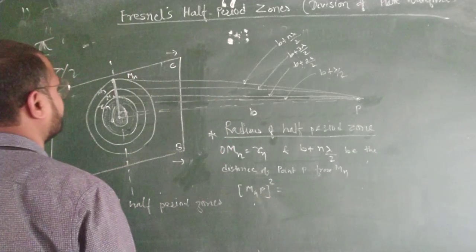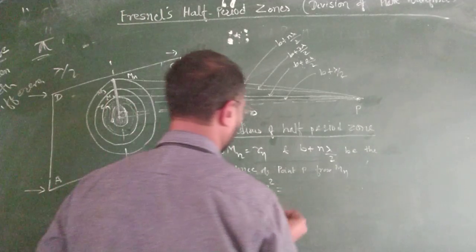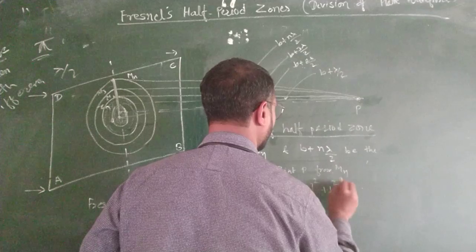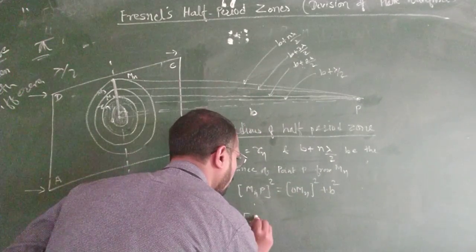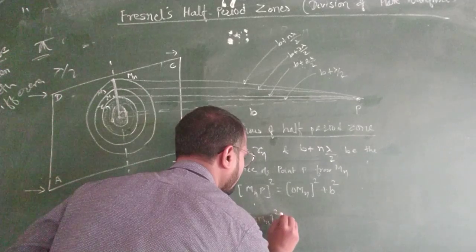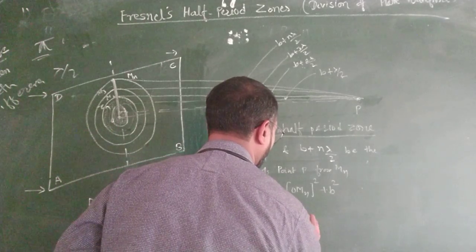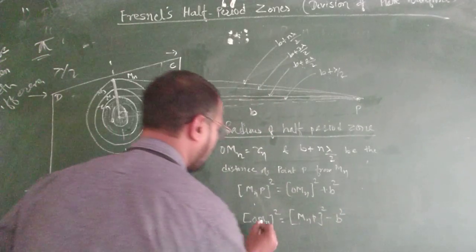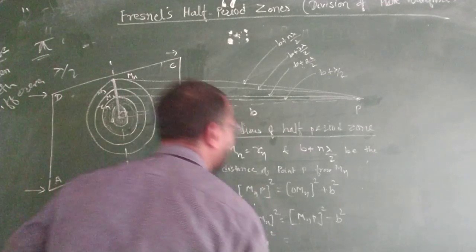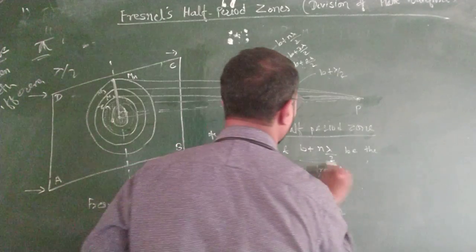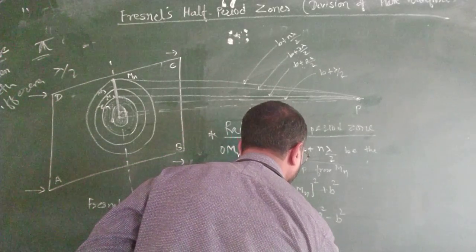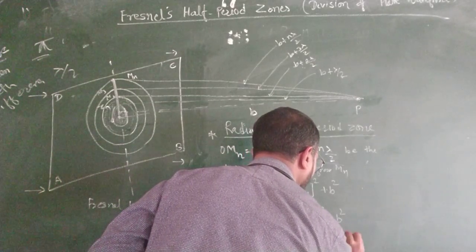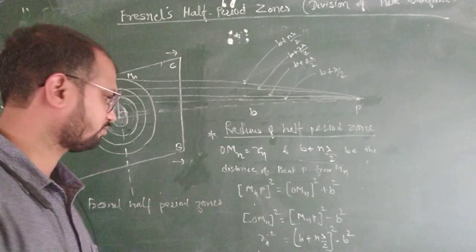So MnP square equals OMn square plus b square. Therefore, OMn square is nothing but MnP square minus b square. OMn square is nothing but Rn square, and MnP is nothing but b plus n lambda by 2. So Rn square is b plus n lambda by 2 whole square minus b square.